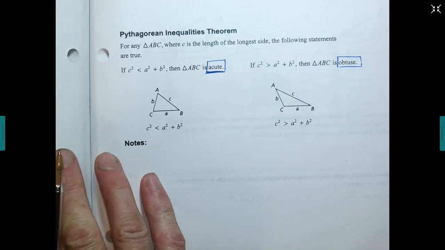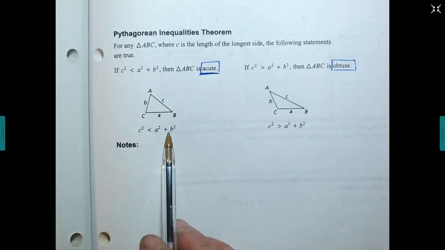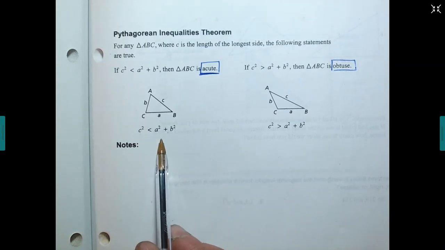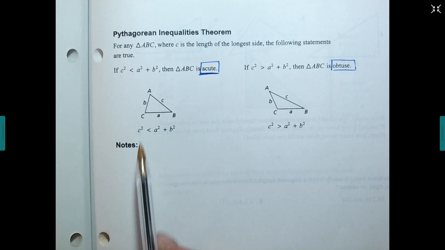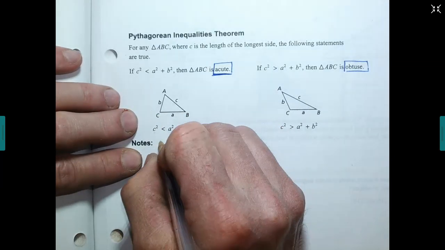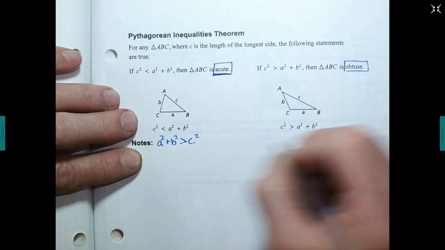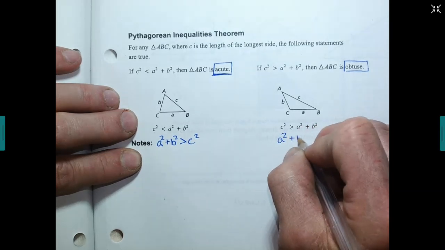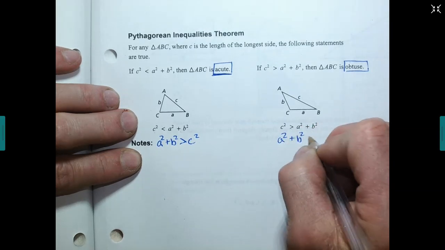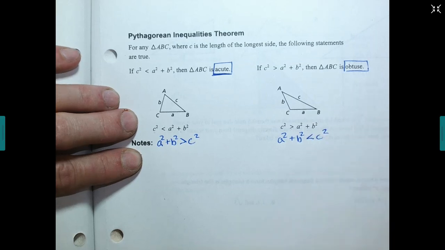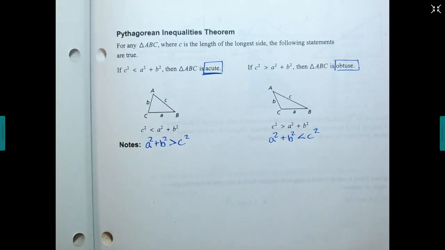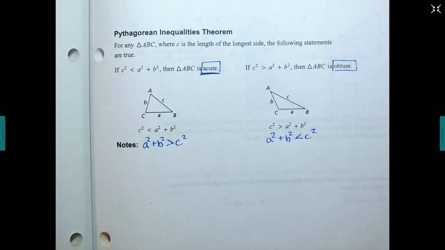So let's try it. I don't know why they flipped it around and they did a squared plus b squared equals c squared, and then here they put the c on this side. I think that's kind of lame. I'm going to rewrite this. A squared plus b squared is greater than c squared, and a squared plus b squared is less than c squared. So let's just do a random one, and we'll see what we get.